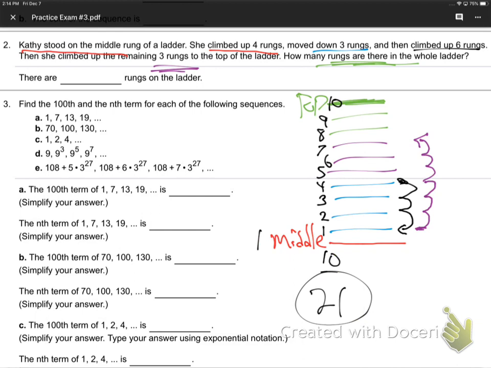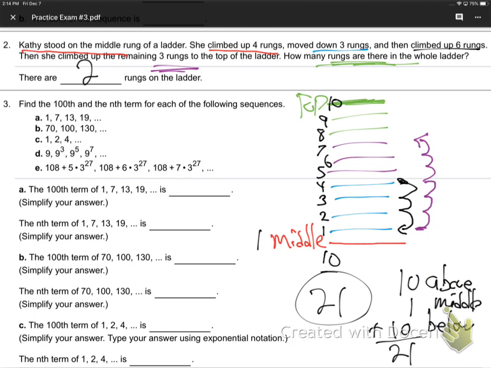Does that make sense? 10 above it, 10 below it, 1 in the middle. 10 plus 1 plus 10, 21 rungs. 10 above, 10 below, 1 in the middle. 21 rungs on the ladder. All right, shall we move on? We good there? So just draw it out.